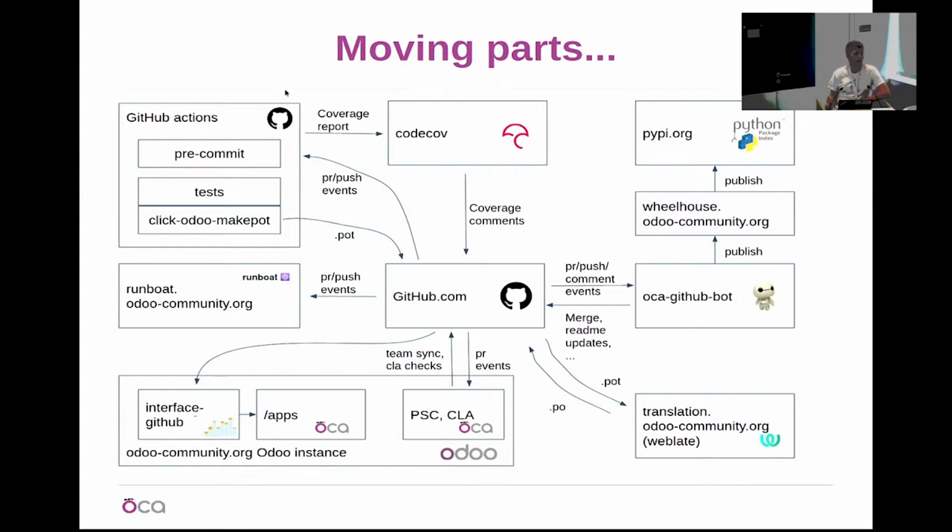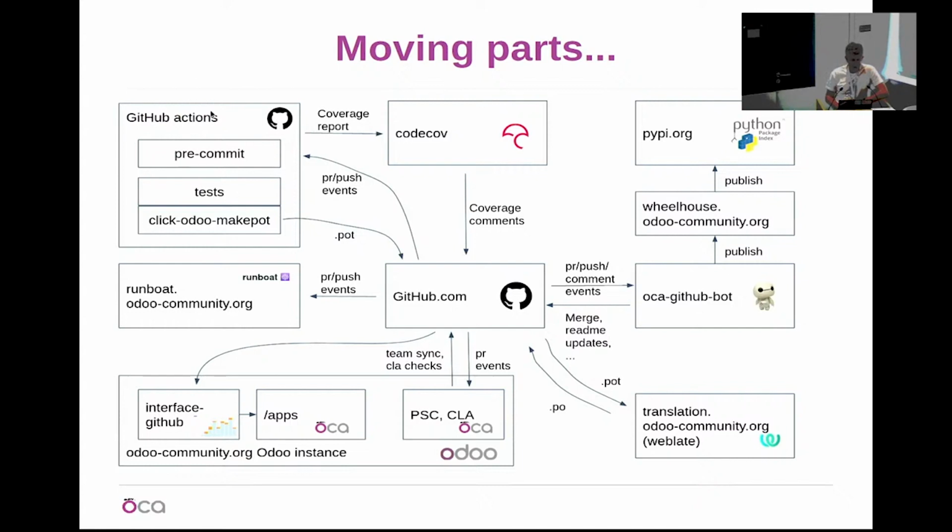Travis has become a little bit expensive. It's slow compared to GitHub Actions. And also the maintainer quality tools that originate from the very beginning of OCA have lived past their due date, let's say, and they were really difficult to maintain, and so we want to drop those.